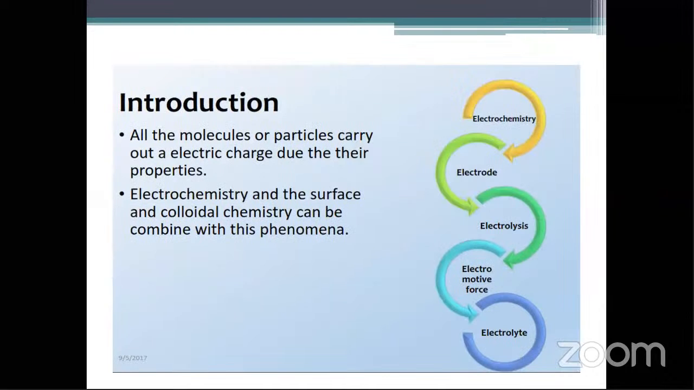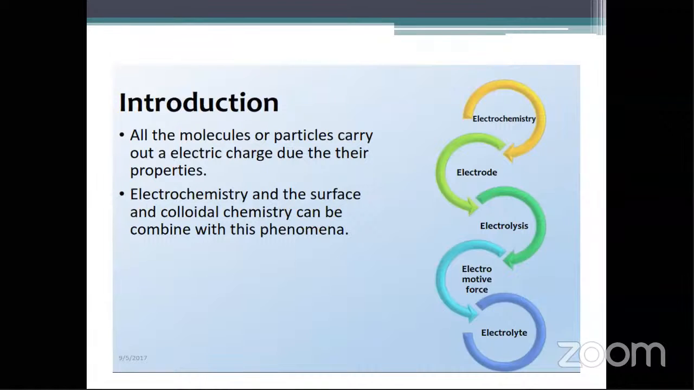Now, before starting the actual meaning of electrical double layer, first you have to know the meaning of electrode, the meaning of electrolysis, the meaning of electrochemistry. All the molecules or particles carry an electric charge due to their properties. Now the question is, what type of properties? Physicochemical properties. Now what is the meaning of electrochemistry?